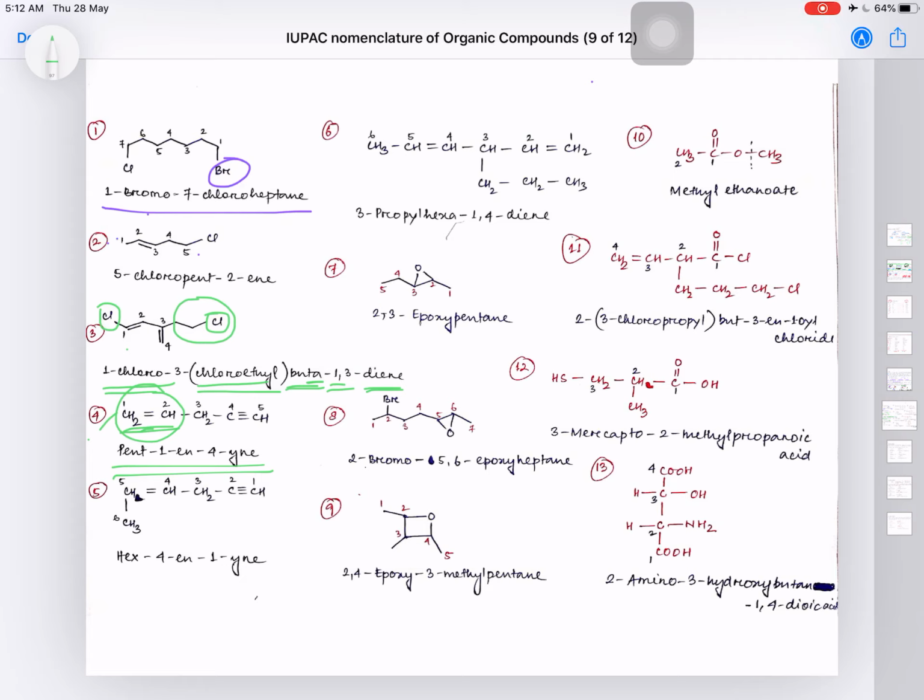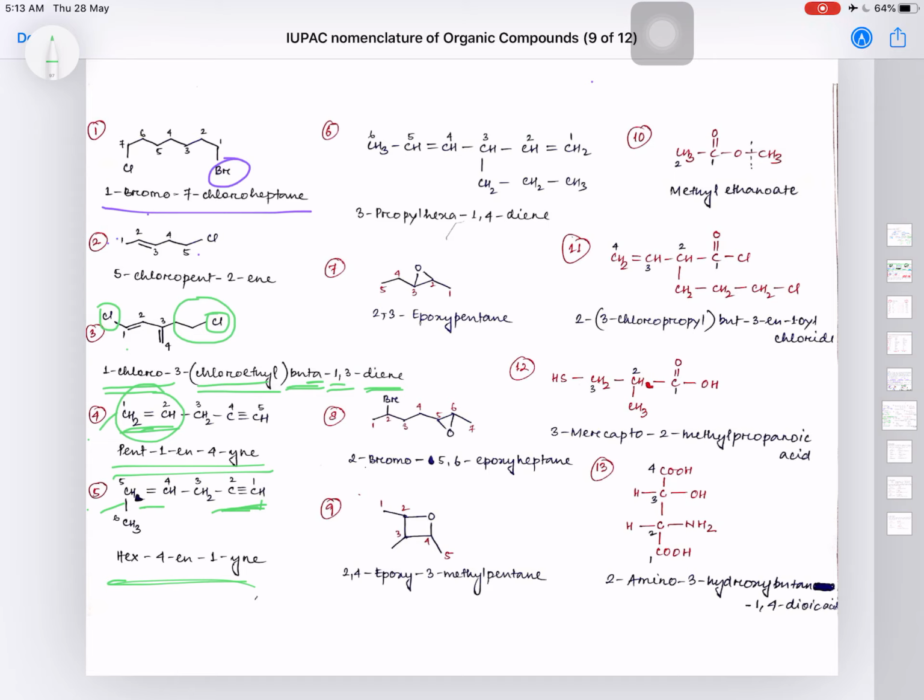Now, example number 5. If you go from right to left, we get a triple bond in the 1 position, and if you go from left to right, we get a double bond in the 2 position. In this case we take the side from which we get multiple bonds more quickly. This time the triple bond is given preference because its position is nearer compared to that of the double bond. In the first position the triple bond is present if you count from right to left, so this name is hex-4-en-1-yne.